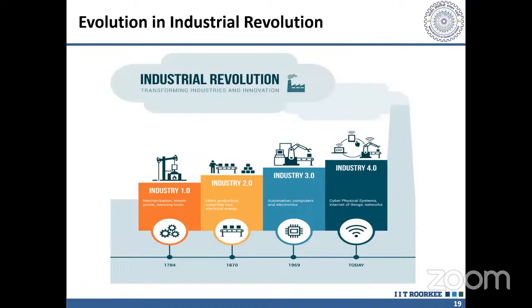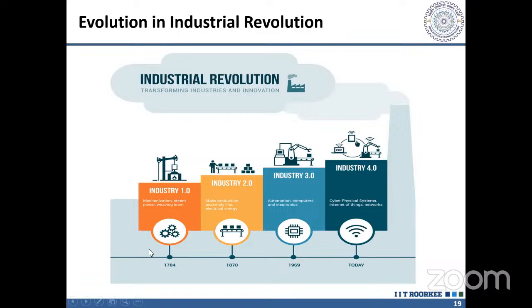So this is the evolution in industrial revolution. We had three industrial revolutions, and we are experiencing the fourth one. Currently, we are passing through the fourth industrial revolution, and the fifth one is the future of industrial revolution.